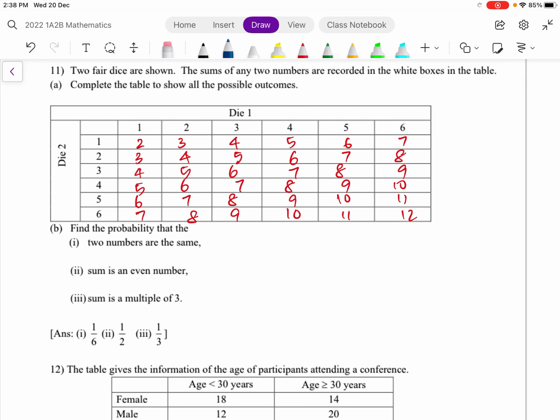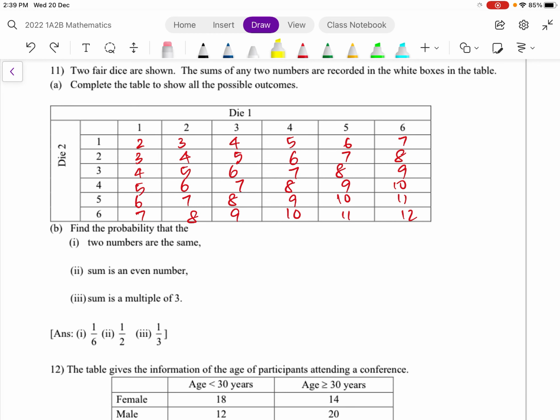Now in B part 1, find the probability that the two numbers are the same. Okay, we're not talking about the sum of the two numbers shown. We just want the probability that the numbers are the same. How many possible outcomes are there when we throw 2 dice? This table shows us that the first die could be a 1, the second die could be a 1. So we've got 1 outcome, we've got 2, 3, 4. In fact, the total number of possible outcomes shown over here is 6 times 6, 36 possible outcomes.